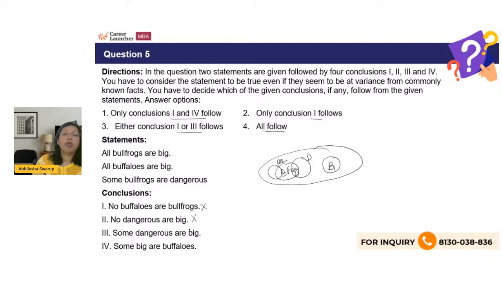Some dangerous are big, but yes, that is entirely possible. Okay. But I could have also had a situation where dangerous and big are overlapping. So therefore, no. Let's look at the next one. Some big are buffaloes. Now, if I have some big are buffaloes, yes, because all buffaloes are big. So some big are buffaloes will be very valid. Okay, so answer here should be only option 4. Only 4 follows, and that's your correct answer.